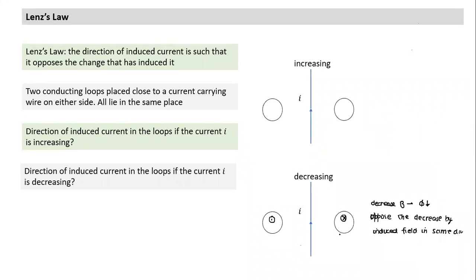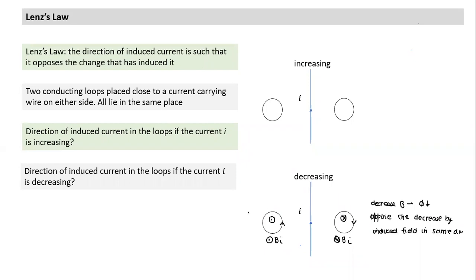So here also the induced field will be in the same direction. Here also the induced field will be in the same direction. This is the direction of the induced field. This is the field which is causing flux, the original field. If it is in the same direction, it is easy. This will be the direction here, and this will be the direction here. Are you clear?